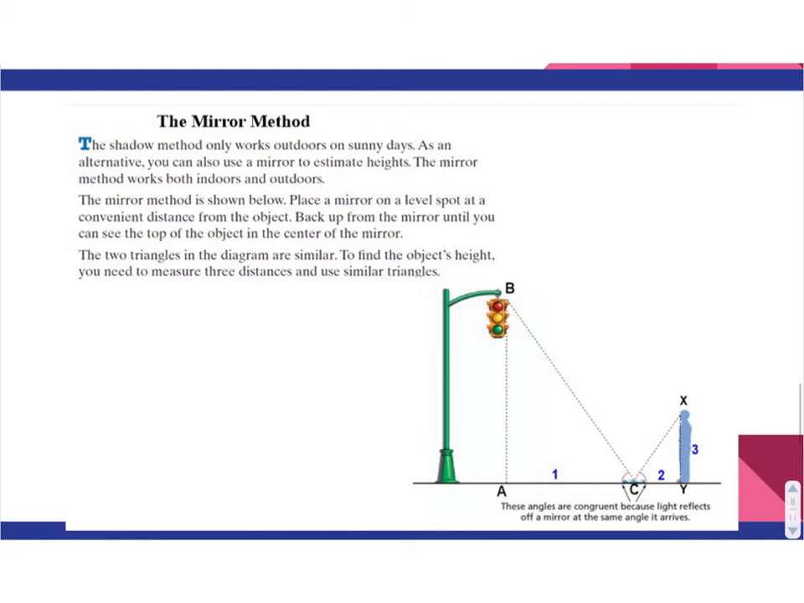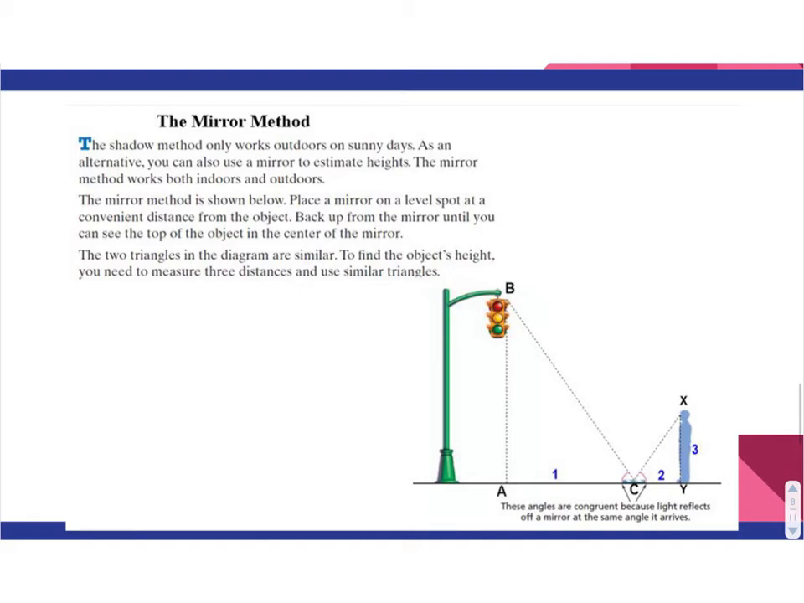Another method is called the mirror method, and this works when we don't necessarily have the ability to be outside on a sunny day. So an alternative is this mirror method, and it helps you to estimate heights. The mirror method works indoors and outdoors. The mirror method is shown below.